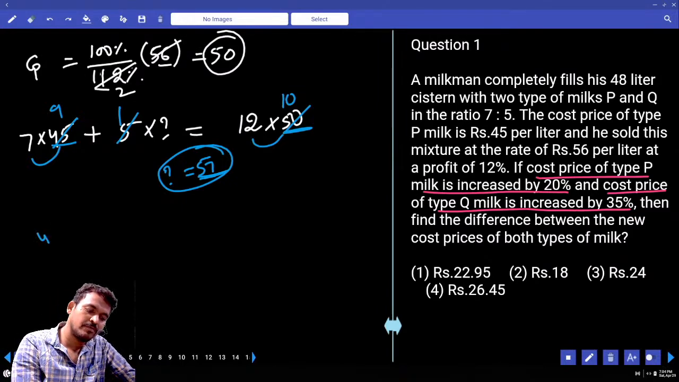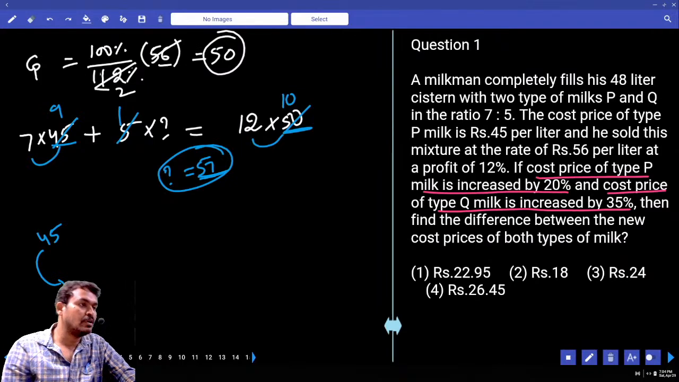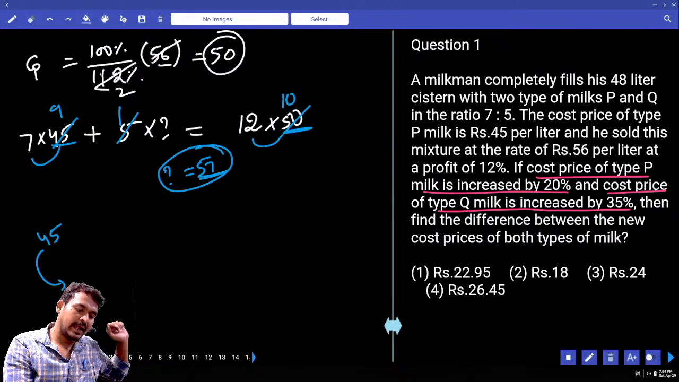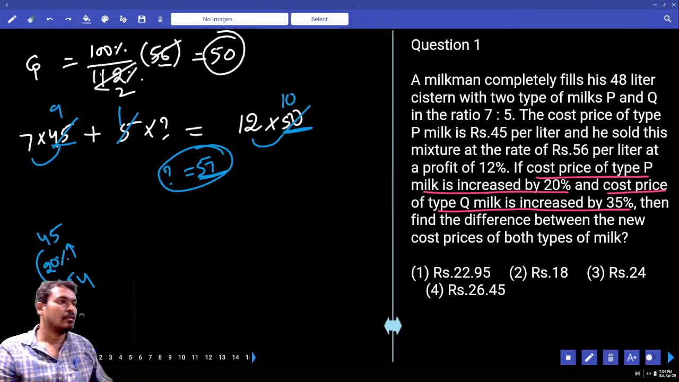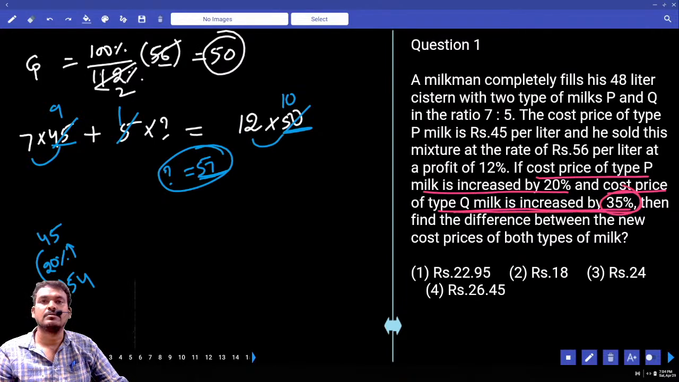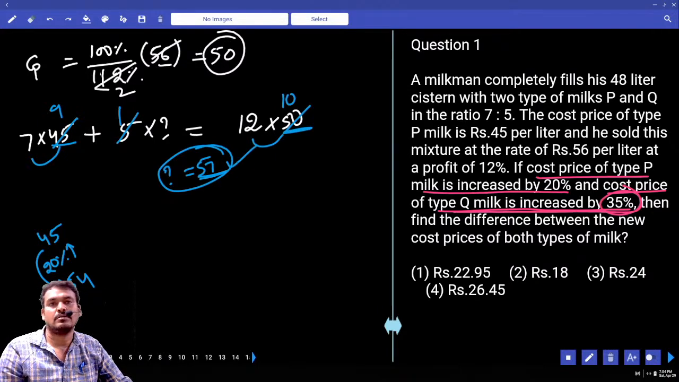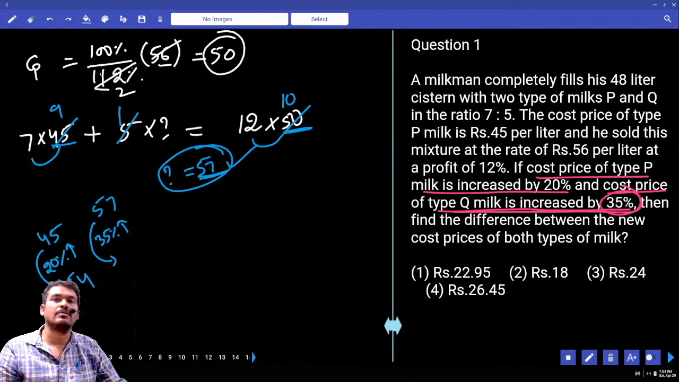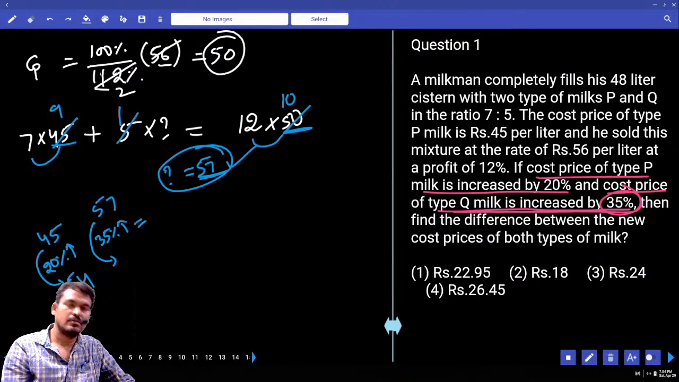The first one is 45 rupees, and it is increased by how much? 20%. What is 20% of 45? 9. After adding 9, it will become how much? 54. 45 is the original price. What is the new price? 54. And type Q milk is also increased by how much percent? 30%. What is the price of type Q milk? 57. What is the 30% value? 10% is 5.7.